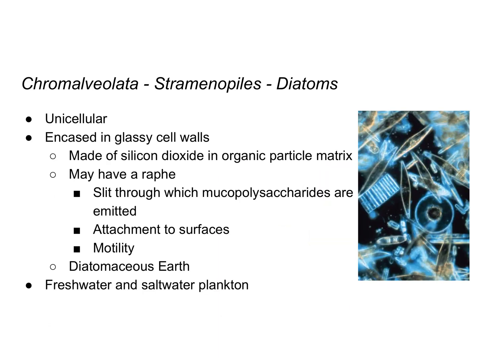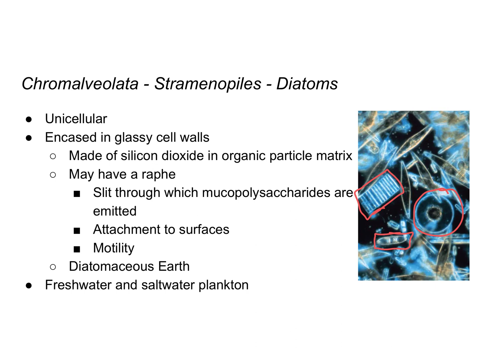One type of straminophile are the diatoms. And diatoms are these unicellular organisms that are encased in these glassy cell walls. So you can see in this picture here, these are kind of the cell walls that are left behind of these individual diatoms after they die. And these cell walls are made of silicon dioxide.